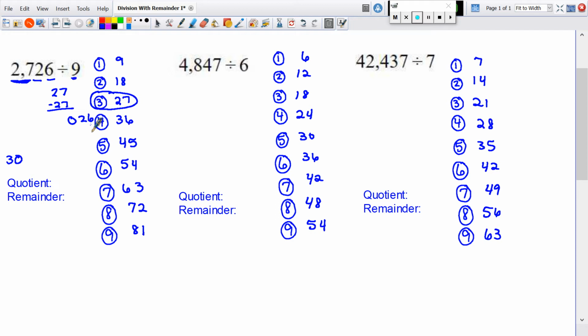So now I'm looking for 26. I want the number that is the biggest without going over, so 18. The circled number comes down here with the numbers that you were creating, and the number beside that gets subtracted, and 26 take away 18 is 8. Now, we don't have any more numbers over here to add to that, so we're finished. So my quotient is 302, and the remainder is 8.